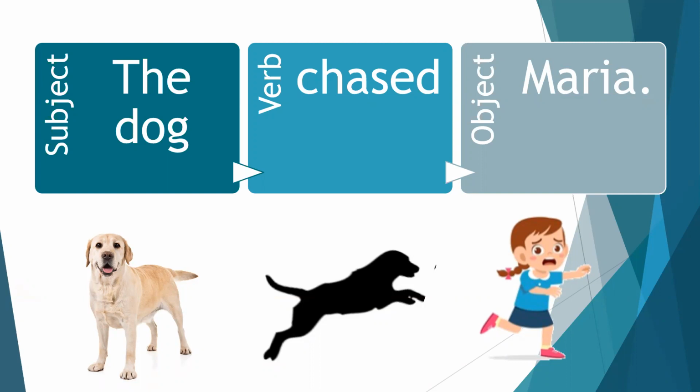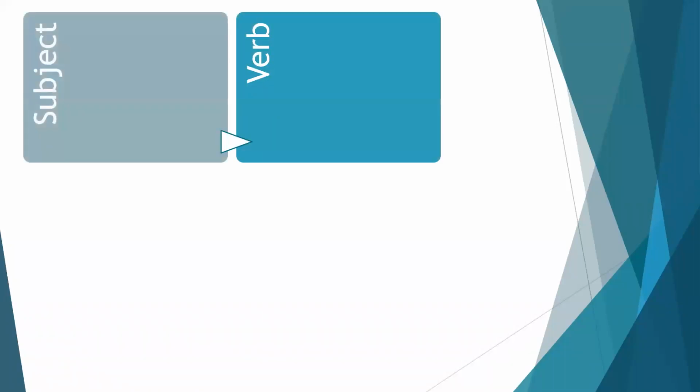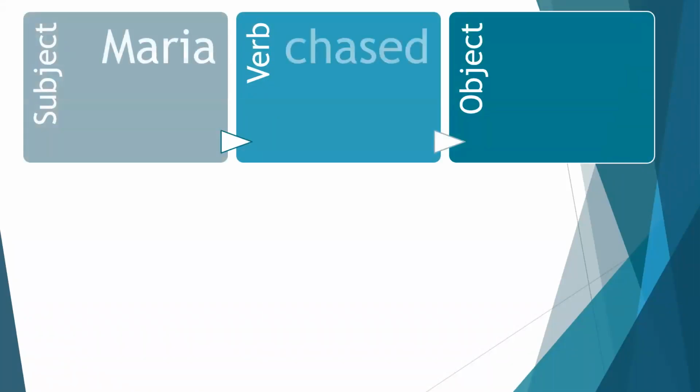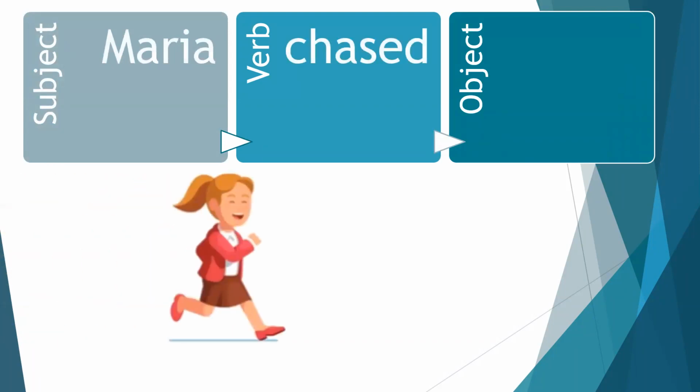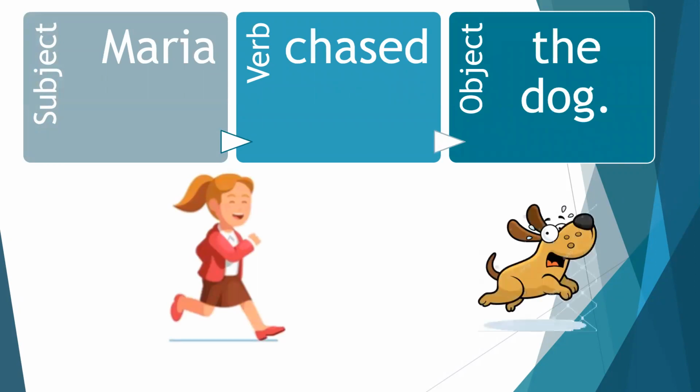Again, when you're talking about English, it's usually very difficult to explain and easier to just show you. So if subject, verb, object, the dog chased Maria, what if I were to rearrange the sentence and say, Maria chased the dog? The words are exactly the same, but the order is different. The meaning has totally changed, right?